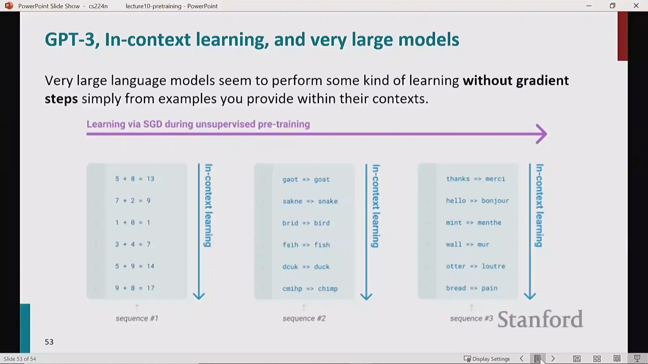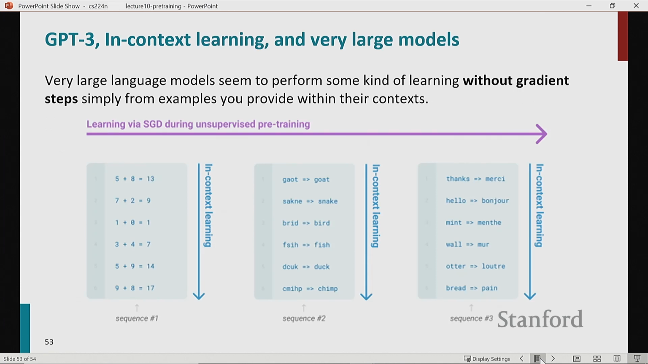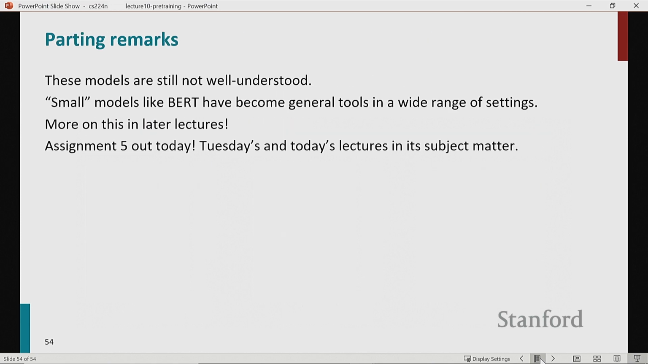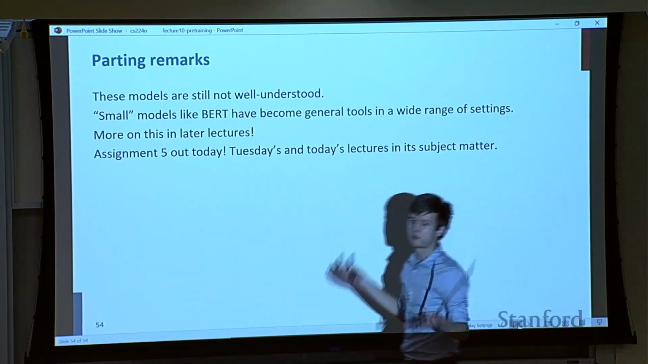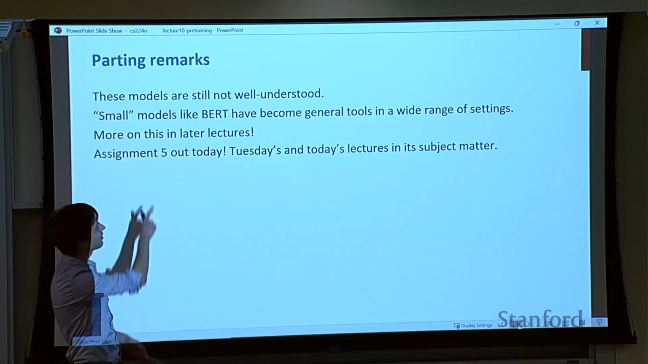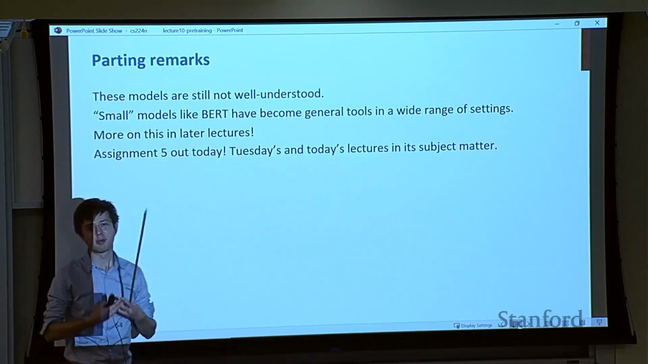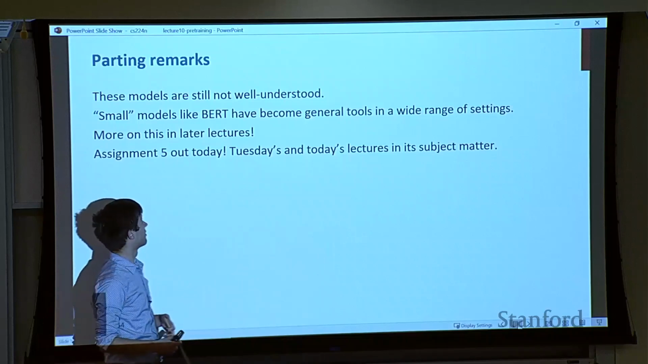So again, you're just doing pre-training, but when you're evaluating it, you don't even fine-tune the model. You just provide prefixes. And this especially is not well understood. A lot of research is going into what the limitations of this so-called in-context learning are. But it's a fascinating direction for future work. In total, these models are not well understood. However, small, in air quotes, models like BERT have become general tools in a wide range of settings. And they do have these issues about learning all these biases about the world that we'll go into in further lectures in this course.